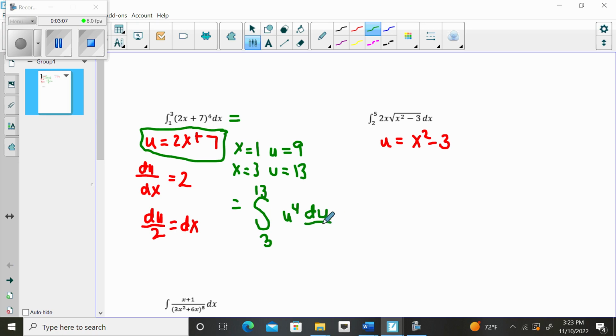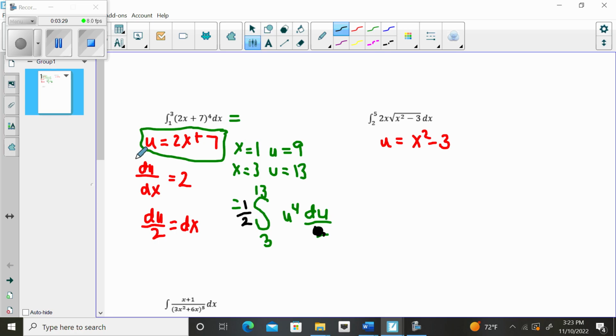As we get better and better at these, I bet some of you just start immediately saying, oh, that's going to put a half in the front, and then I'll have just my du. As we get better at these, you'll start to notice little tiny shortcuts that you can do. So the half comes out in front.